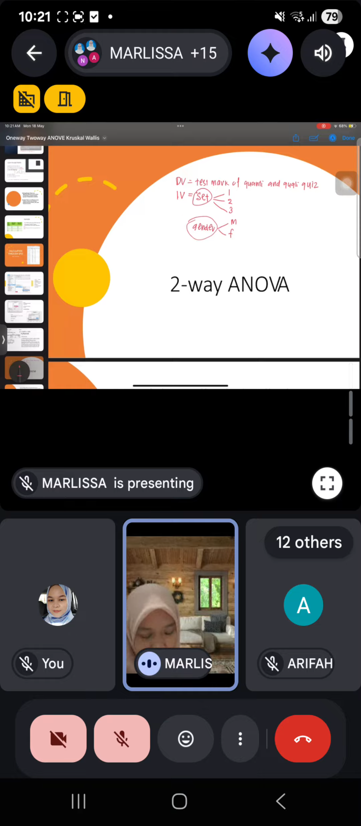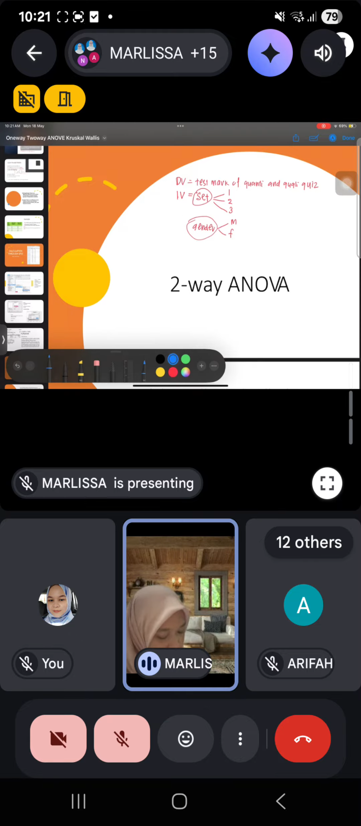For one-way ANOVA, we only identify this. This is for one-way ANOVA. But if you want to add another variable, or another factor here, this is where you have to use two-way ANOVA.